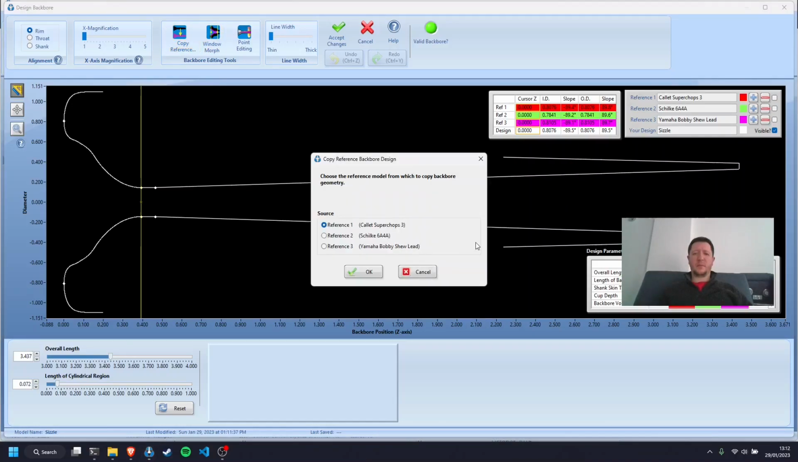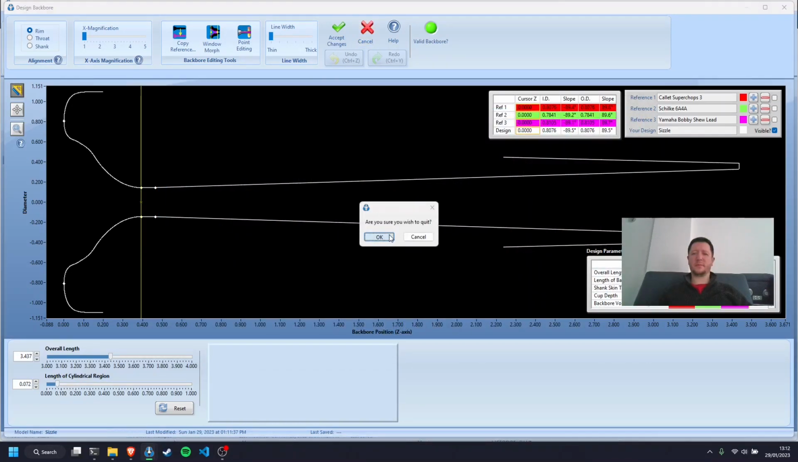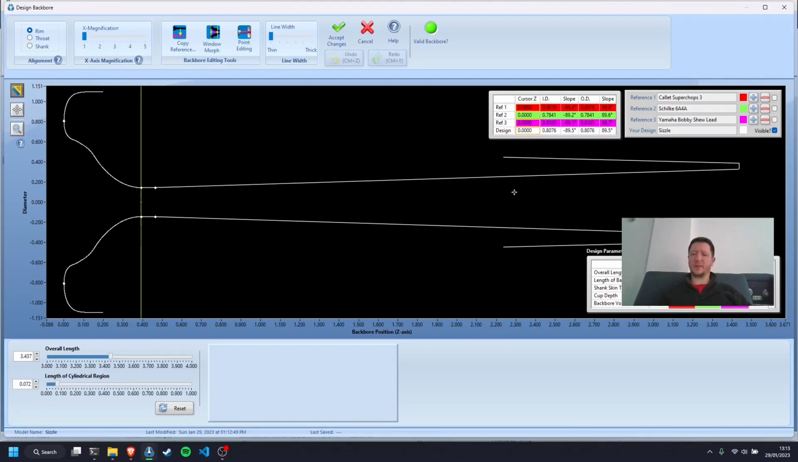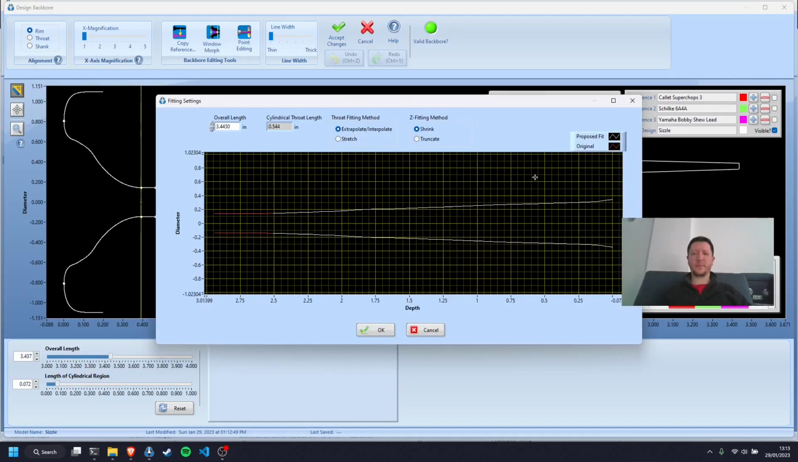So copy reference, Yamaha Bobby Shoe. Cylindrical throat length, that's the thing I didn't look up. I'm going to go back, just go back once more. Interestingly, the throat length isn't on that little design thing there. I was going to try and make it the same as the Jerome Callet, but you can play with that here when you're done copying someone else's work.